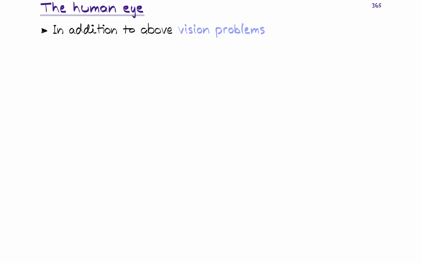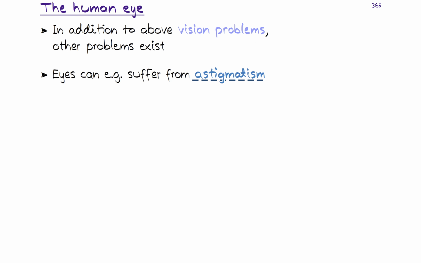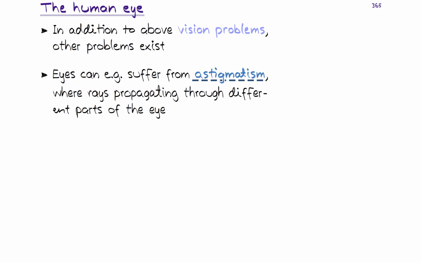In addition to the vision problems we have described above, there are also other problems, actually quite a few. For example, and I'm just listing a few examples here, one of the most common ones: eyes can suffer from astigmatism. And I have a picture showing what happens there.